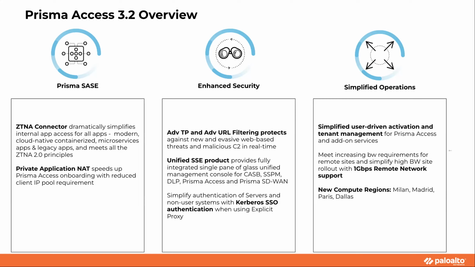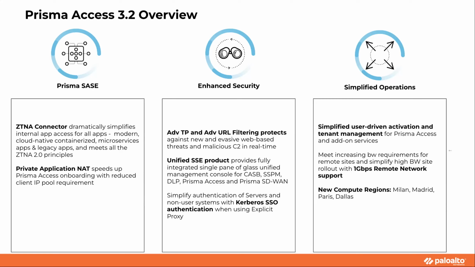We'll be talking about the unified SSE product, which integrates all the rich security capabilities into one dashboard, and we are building more capabilities. We already had CASB. We are bringing in SSPM and DLP, as well as Prisma Access and Prisma SD-WAN, everything under one dashboard. We are also simplifying some of our authentication capabilities, with machine auth for devices that don't have an interface, using Kerberos authentication with Explicit Proxy.